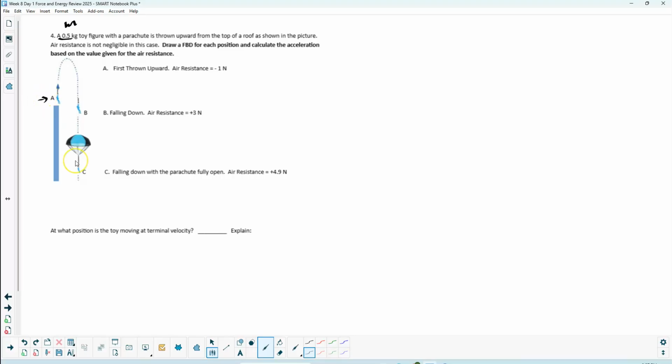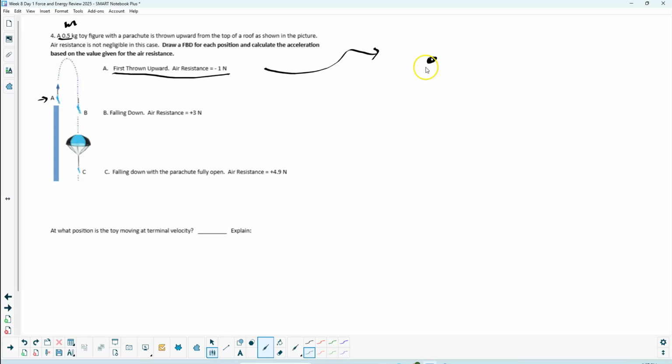So we're starting here at A. You throw it up, it rises into the air, then it falls. As it falls, the air resistance changes. So it says draw a free body diagram for each position and calculate the acceleration. So it tells you about position A, so let's draw a dot to represent the forces.